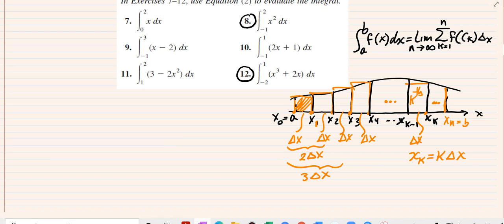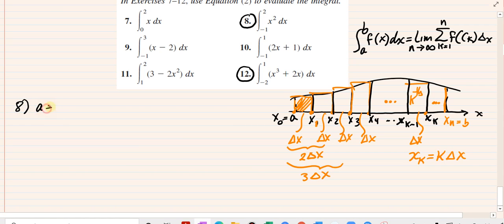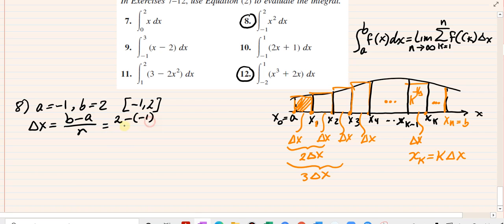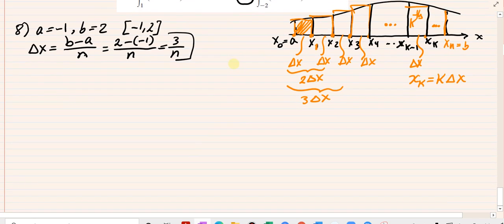So in exercise number 8, here we go. Note that a is the left endpoint of the interval from a to b, and in this case b is 2. The interval runs from -1 to 2. So I need to figure out my delta x: b minus a over n. b is 2 minus -1, over n. Notice I don't have a number for n because n goes to infinity, the limit as n goes to infinity. So that's going to be 3 over n. This is what our delta x is. Each delta x has equal width, 3 over n.